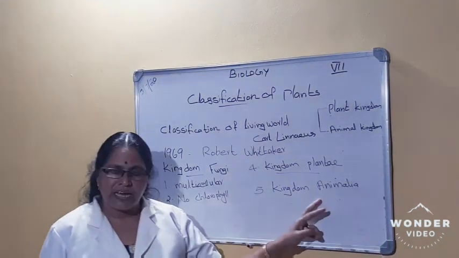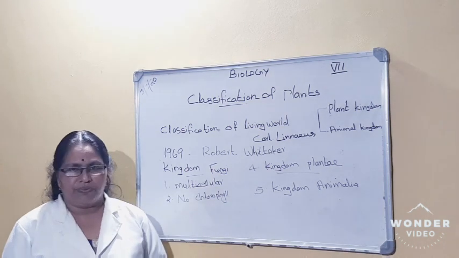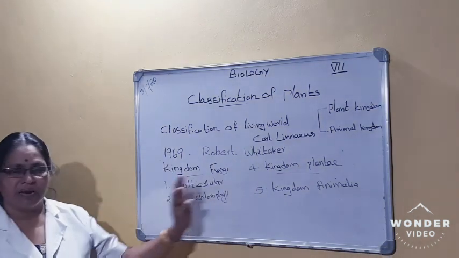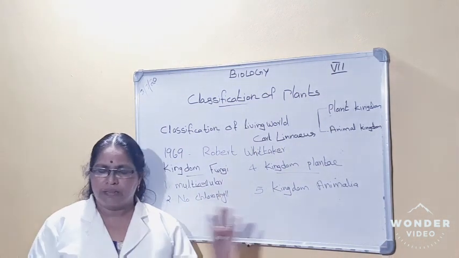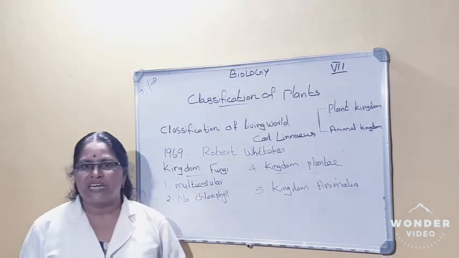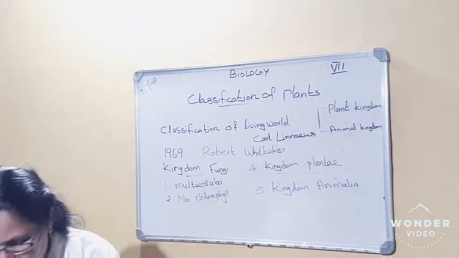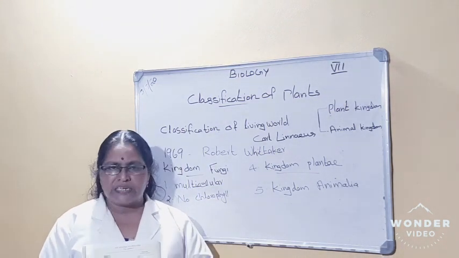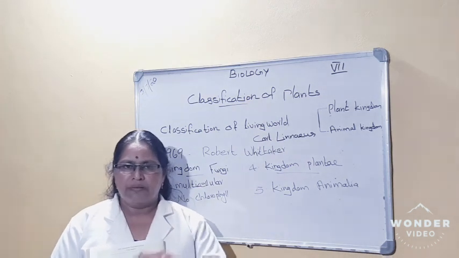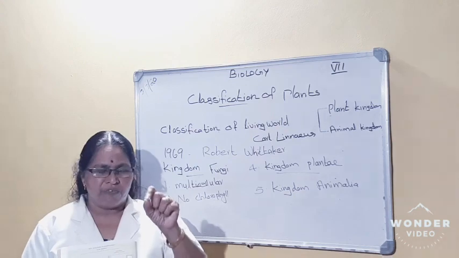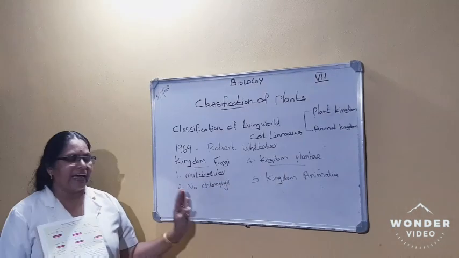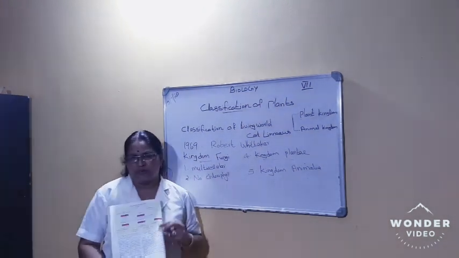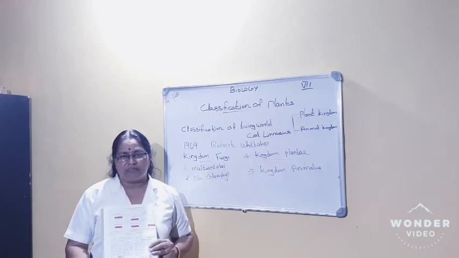Animals are multicellular organisms but cannot prepare the food. No chlorophyll. Okay, these are the 5 kingdom classification. You can see it very clearly in the textbook. This classification, the 5 kingdom classification, you have to draw in your notebook, write each kingdom one by one, and write any 3 characteristics of each kingdom. So that's all about the 5 kingdom classification.